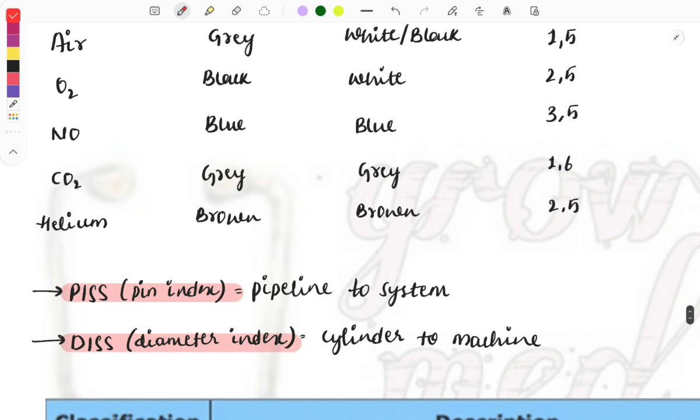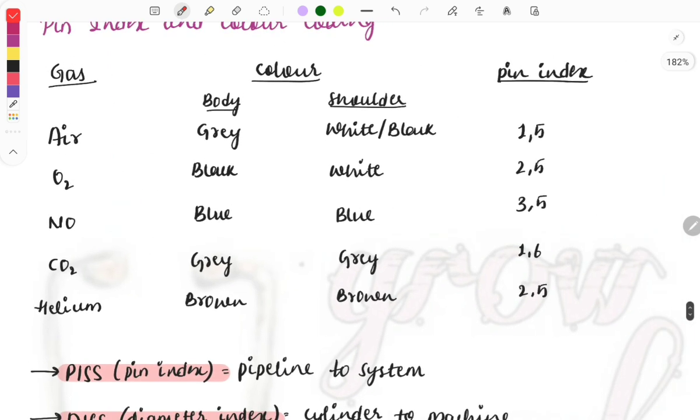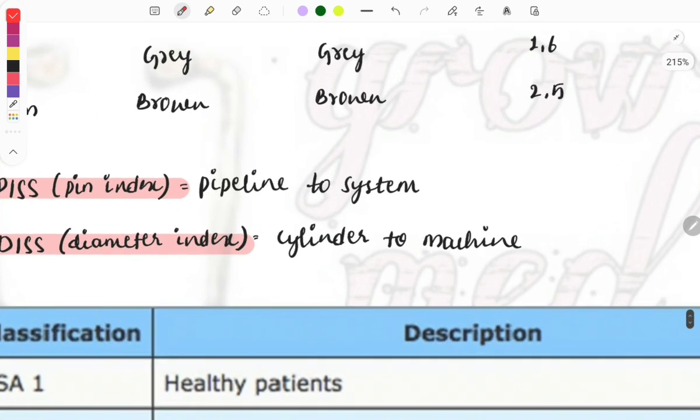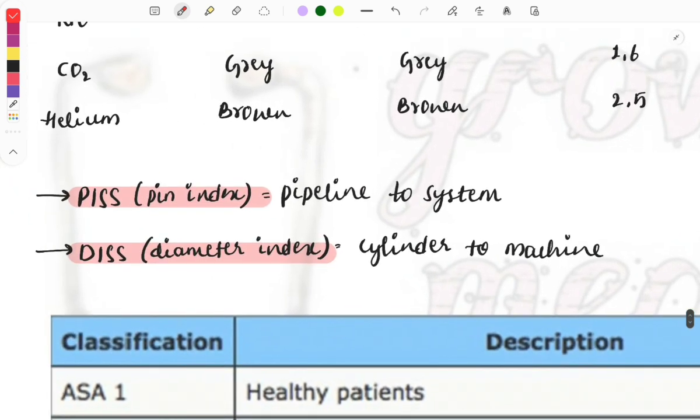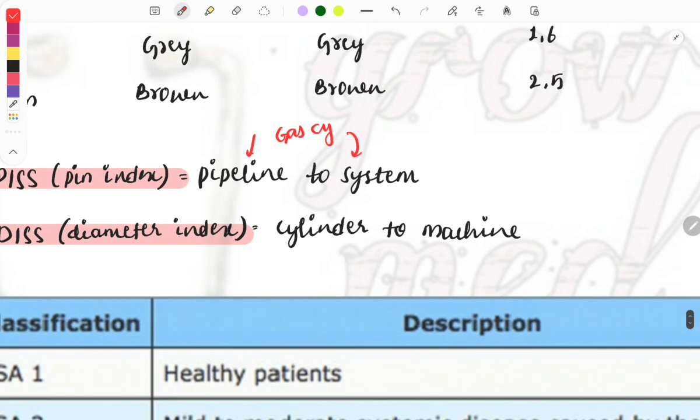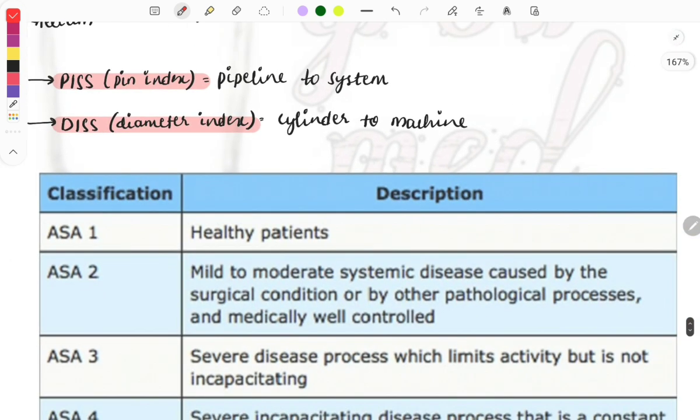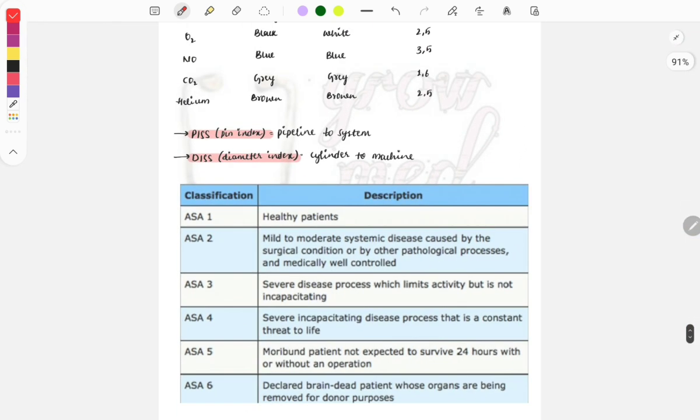Image based questions have also been asked on this. They will give a cylinder, and you need to look at the color of the cylinder, and after that recall this table, analyze it, and then try to answer the question. The PISS, which is the pin index system, stands for connection of the gas cylinder to the system from the pipeline, and DISS, which stands for the diameter index, is the attachment of the cylinder to the machine.